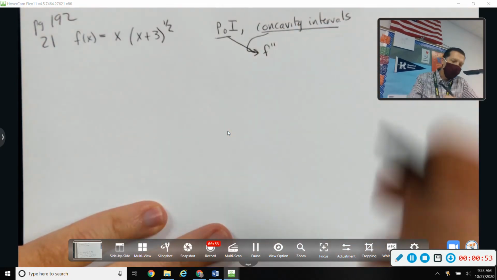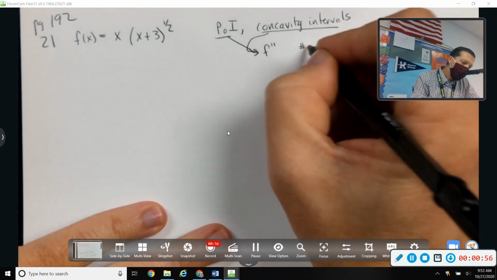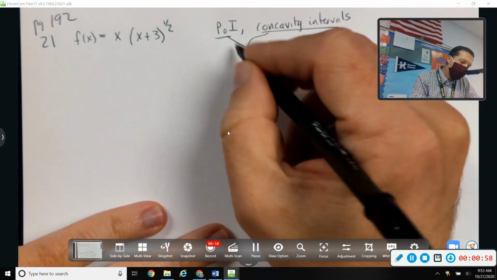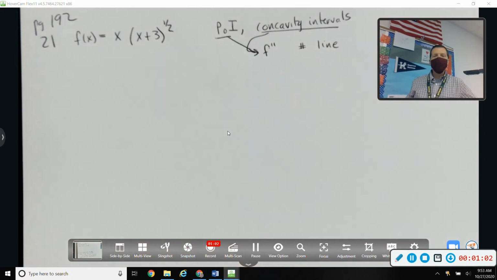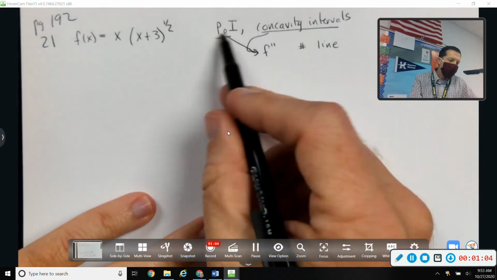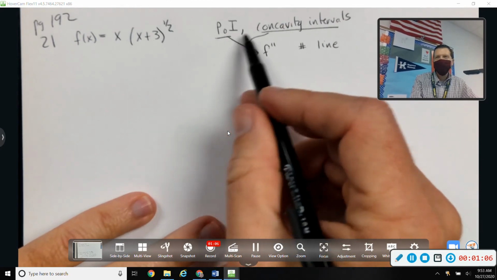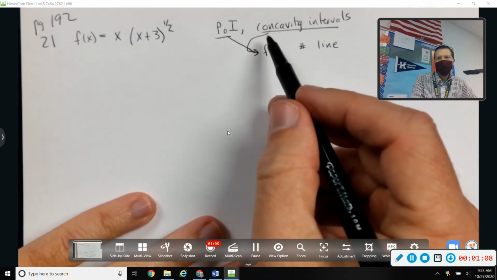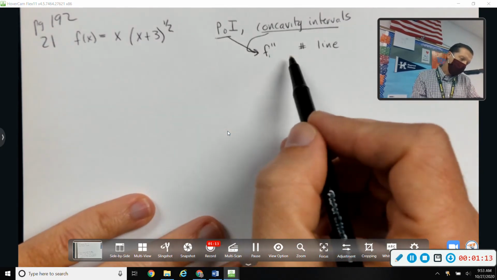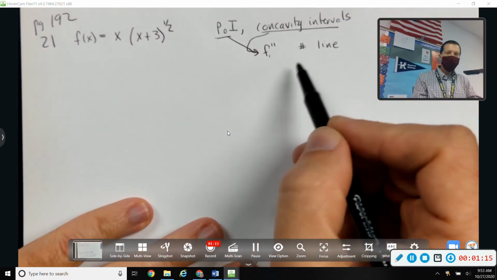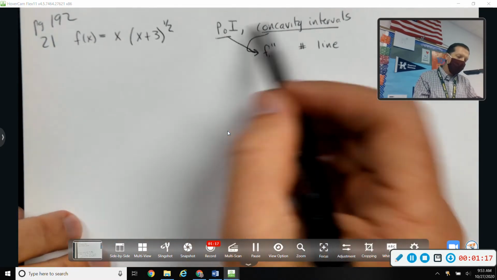And intervals suggest a number line. But point of inflection is a number line too, because we're looking for where it changes from positive to negative. So it asks for two things, but it's going to be the same process to get both of those things. So let's find the second derivative, check where it's 0 or undefined, put those on a number line, test the intervals, and then we'll be able to answer this question.